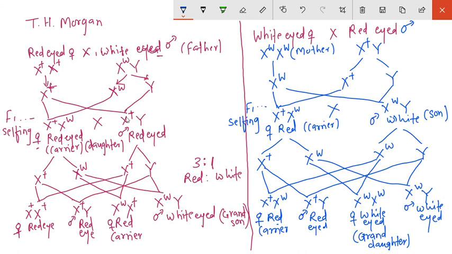We saw the feature of X-linked inheritance, that is, it shows the crisscross inheritance. The crisscross inheritance means that from the father it is transferred to the daughter and then to the grandson.